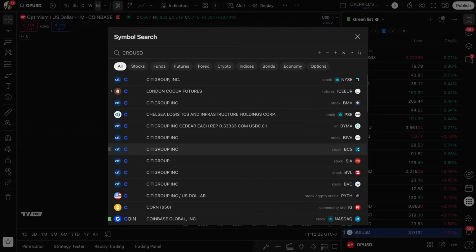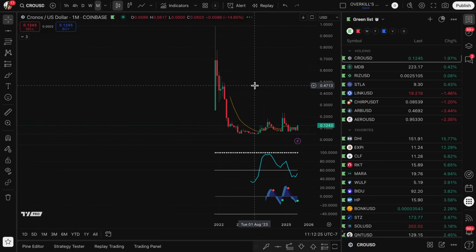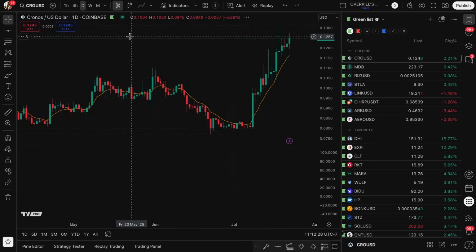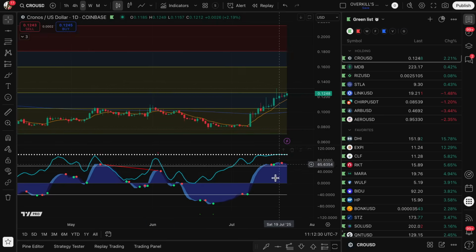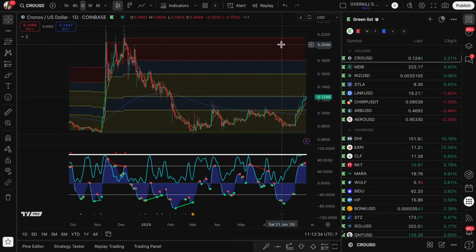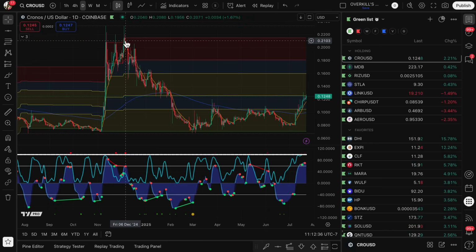CRO, this one's in my portfolio. I really like the Chronos chain. That's green on the monthly, so you got to get in here. You can look for a daily or a 4-hour, but I think that one's going straight to like 20 cents. Okay, it topped out back here, back at 2022. Beautiful move up to the red zone again.